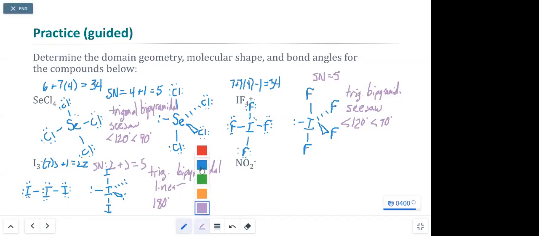So if I'm looking at the nitrite ion, NO2 minus, what I see there is I have 5 for the nitrogen, 6 for each oxygen, and an extra electron from the charge. We're talking 18 total electrons.